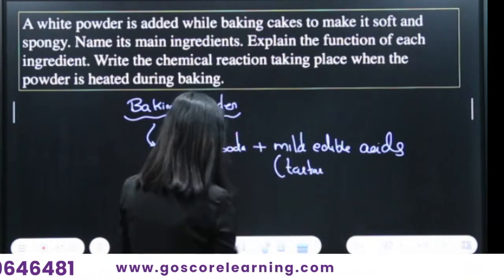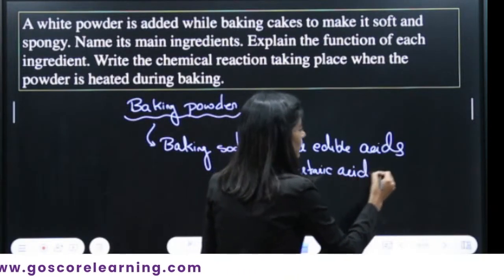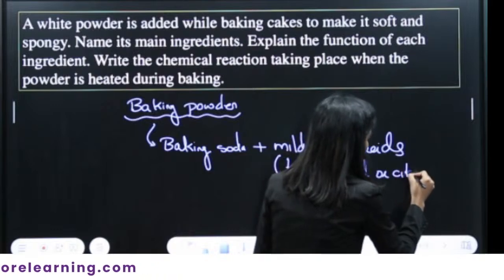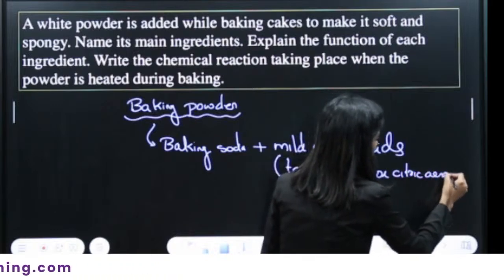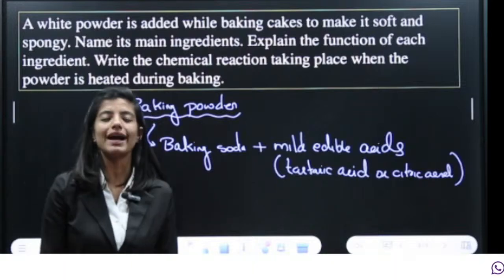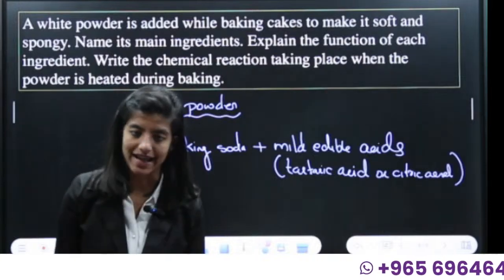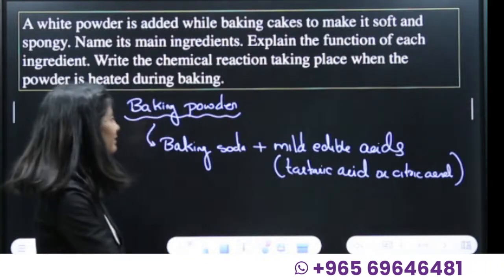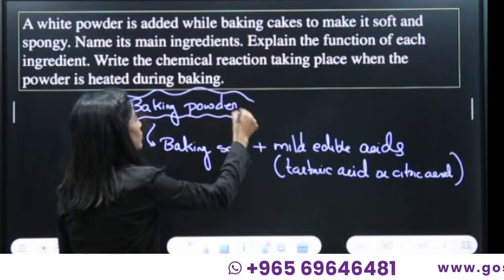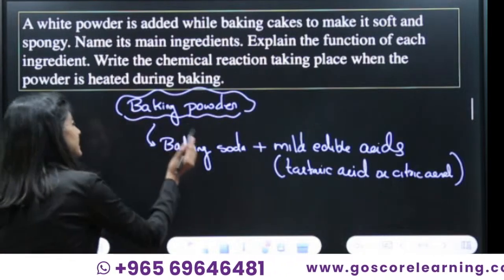Okay, tartaric acid or the citric acid. So when we mix this baking soda with mild edible acids like tartaric acid or citric acid, definitely we will get the baking powder. Now the question is, explain the function of each ingredient.